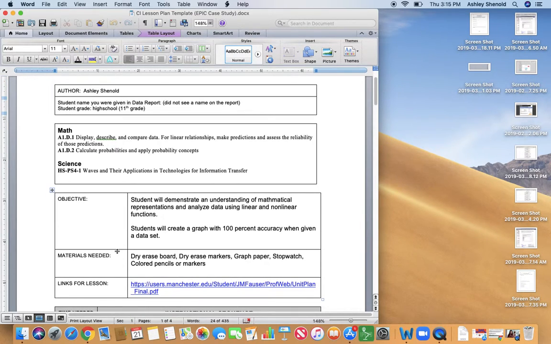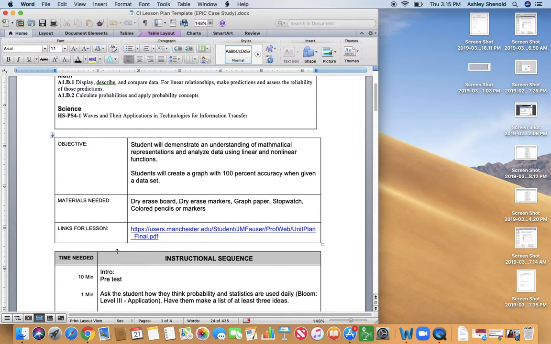The objective of my lesson is student will demonstrate and understand mathematical representations and analyze data using linear and nonlinear functions. Student will create a graph with 100% accuracy when given a data set. So by the end of this, they will be able to do this with 100% accuracy, meaning no mistakes. And this will tell me how much they understand what they did. That's kind of how they get their grade.